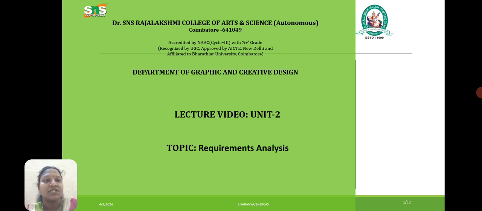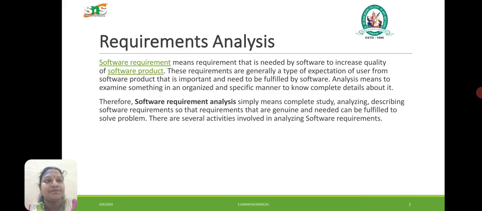Now I am going to share about the requirement analysis in software engineering. Requirement analysis. Software requirements mean the requirements needed by the software to increase the quality of a software project. These requirements are generally a type of expectation of the user from the software product that is important and needs to be fulfilled by the software. Analyze means to examine something in an organized and specific manner to know complete details about it.